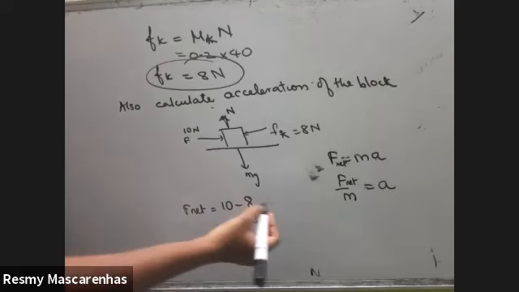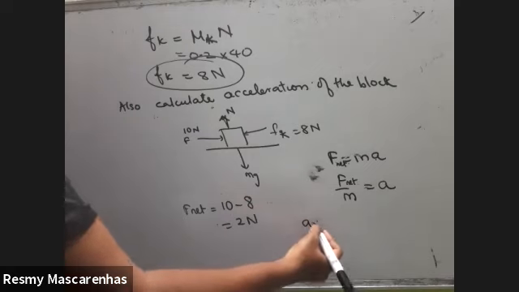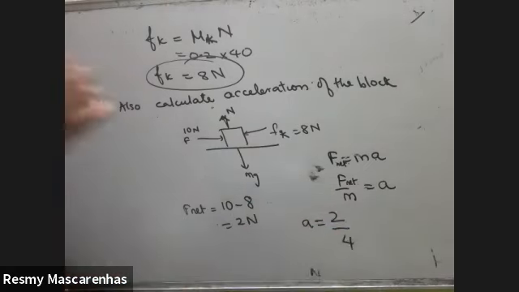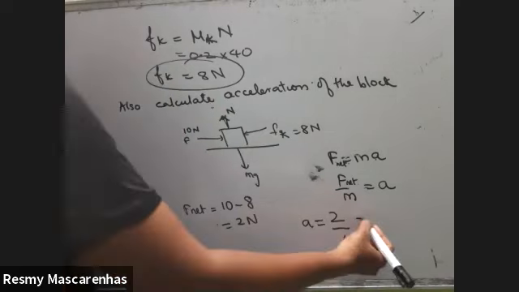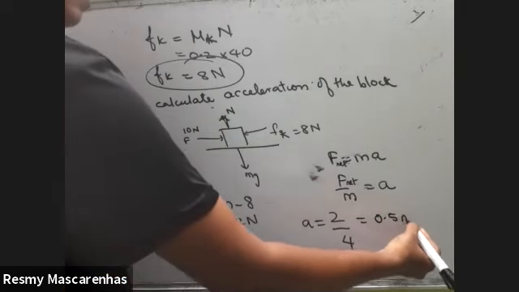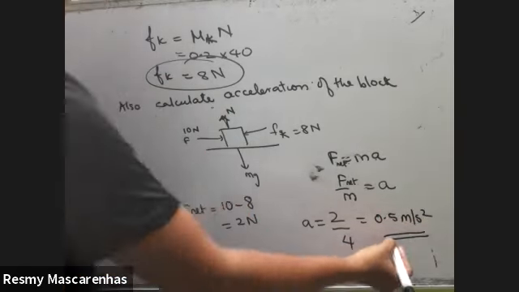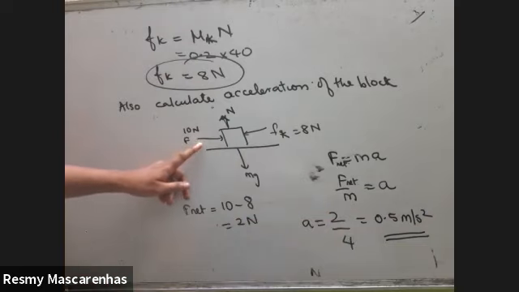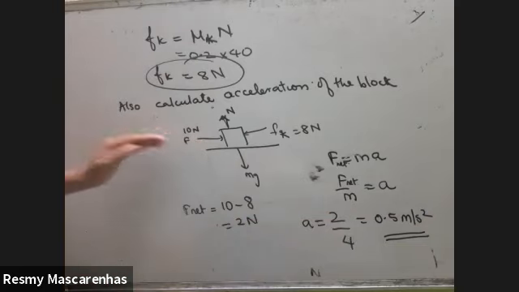So therefore, what will be acceleration? Acceleration is nothing but meter per second squared. Why is there acceleration in the answer we got? Because the body is moving. Looking at the diagram only, it's understood the body is in motion.